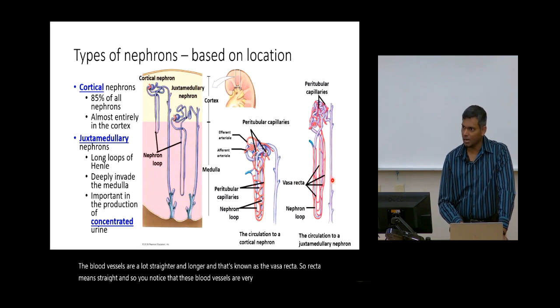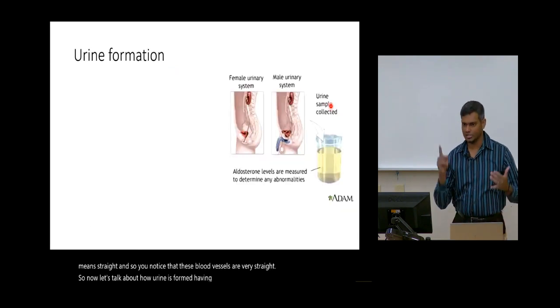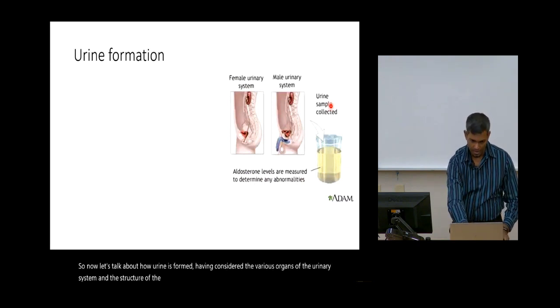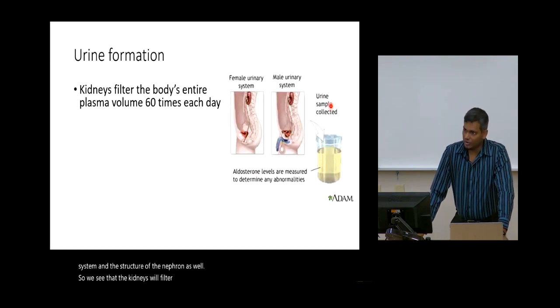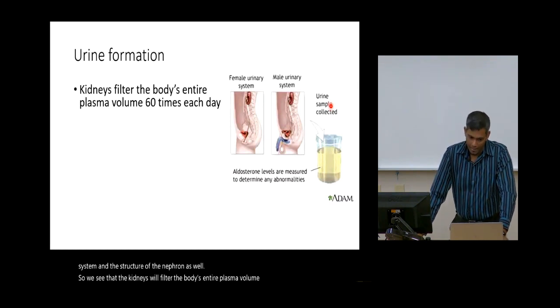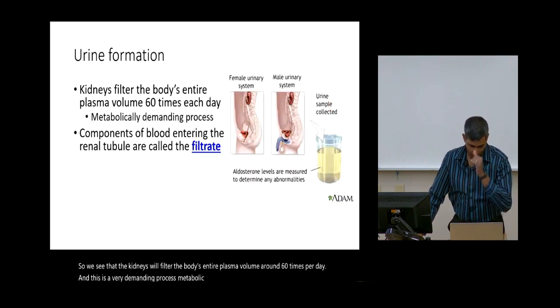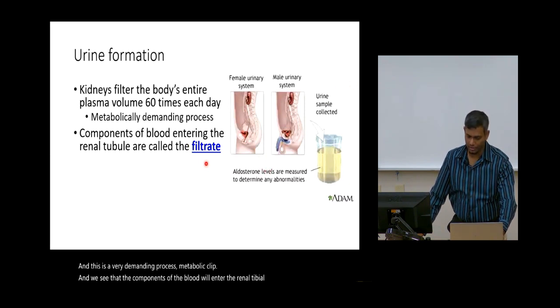So now let's talk about how urine is formed, having considered the various organs of the urinary system and the structure of the nephron as well. We see that the kidneys will filter the body's entire plasma volume around 60 times per day, and this is a very demanding process metabolically. The components of the blood will enter the renal tubule, and that's known as the filtrate.